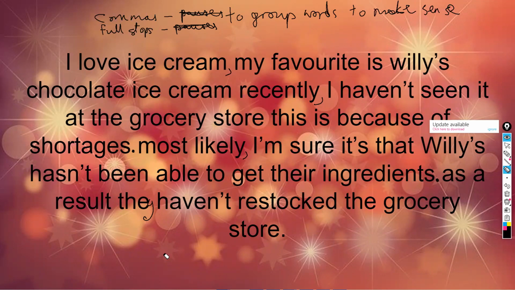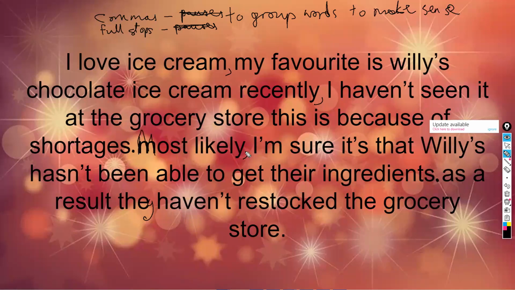So someone may have told me and I might have missed it in the chat. I will look back just now. I'm sure it's that Willie's hasn't been able to get their ingredients. All right, so I agree with this full stop. And I agree with this comma, right? So this M will become capital. So this part is okay here, right? We'll make this M capital.